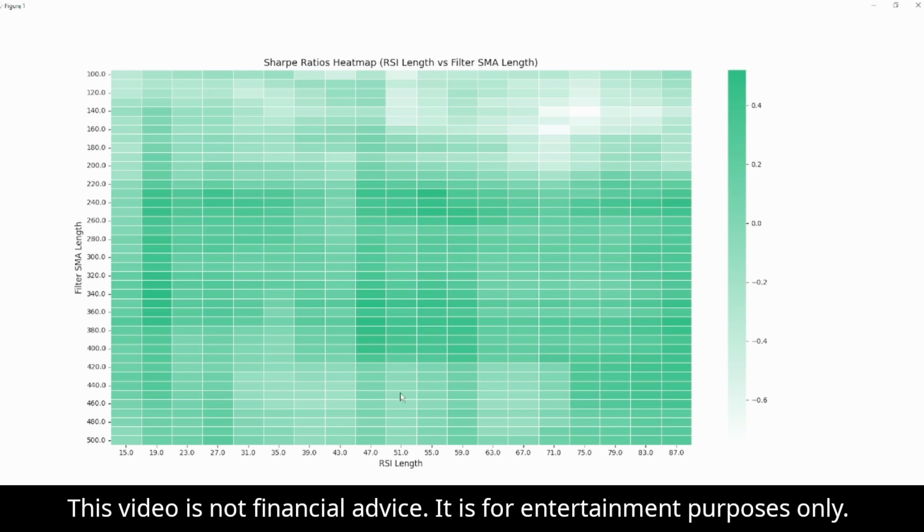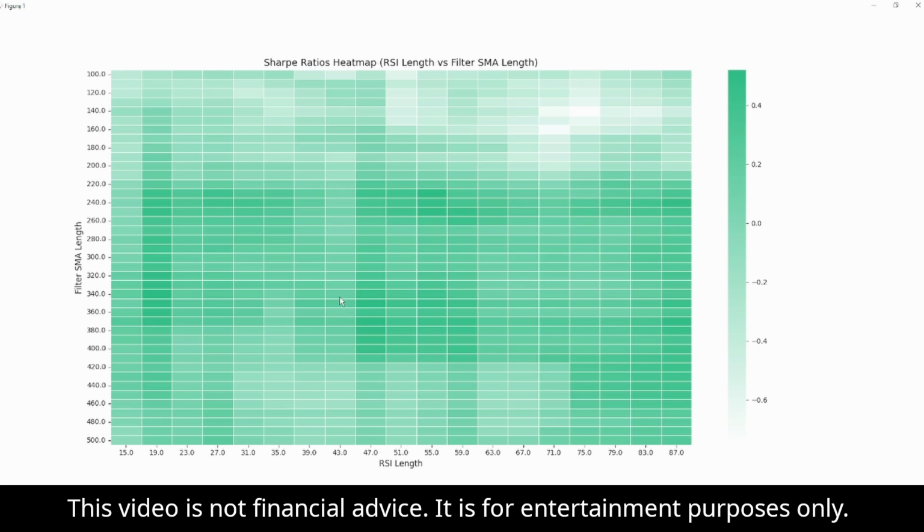So in the middle, with an RSI length, here in 4 hours, I had quite good Sharpe ratios with also a big simple moving average length of about 300. So all that greener area here. We also notice that very green column on the left for a lower RSI value.